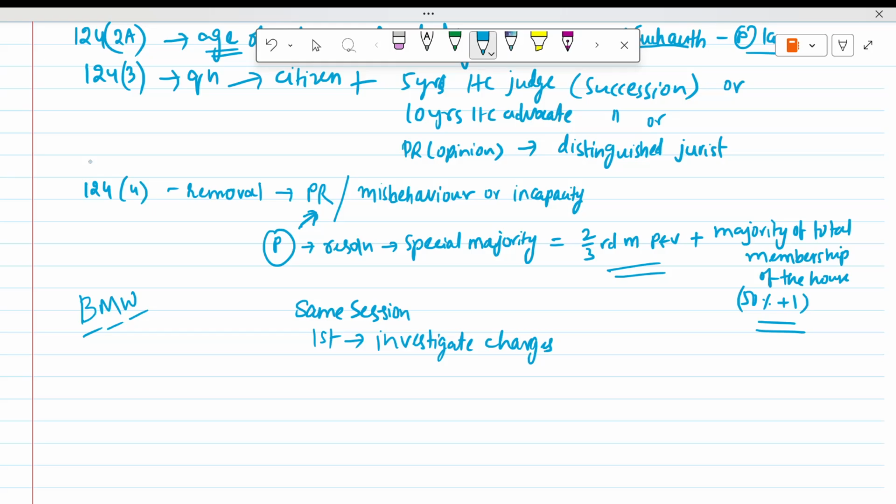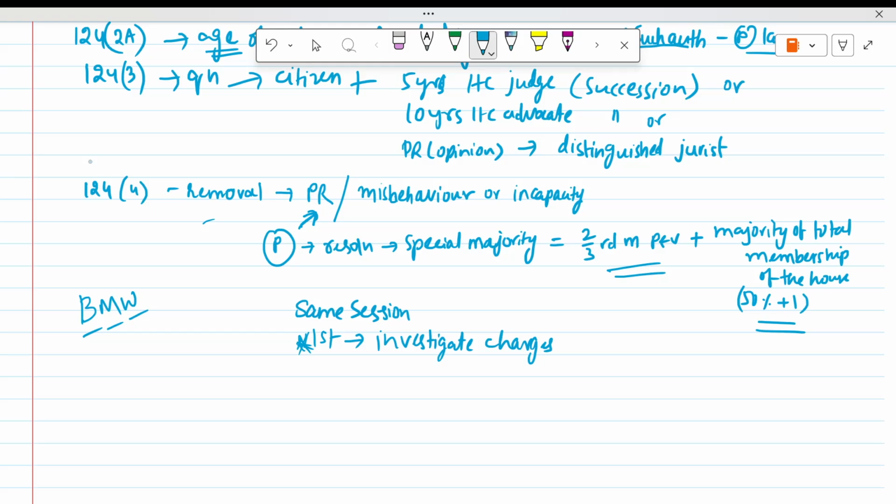First, this is not given in the Constitution, but it is given by Parliament by law. In the Constitution, only these three points are given. Removal of the judge can be done by the President when Parliament passes a resolution with a special majority, that is 2/3 of members present and voting plus a majority of the total membership of the house. If you take Lok Sabha, there are 543 members. Of 543, 50% plus 1 minimum should be there.